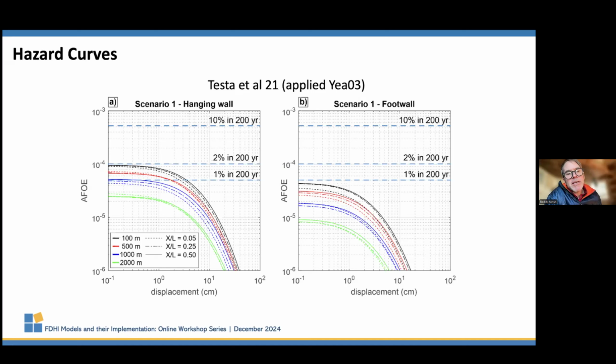So what we see is principal, oh, sorry, not principal on this. We have 100 meters out to 2 kilometers, and then we show X over L from just a little bit in from the end all the way to the middle. 0.5 is the middle of the fault. So this gives us a nice relationship to where I would like to see projects head, is to evaluate it this way, but it also depends on the project.